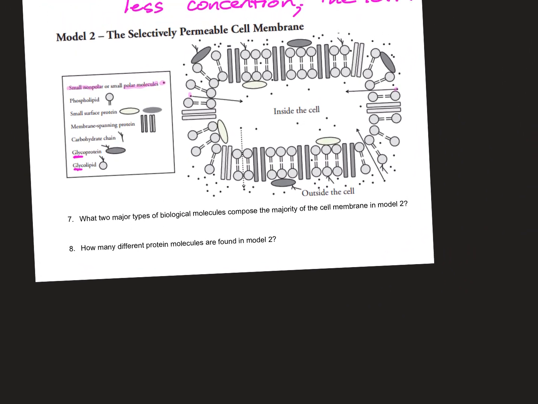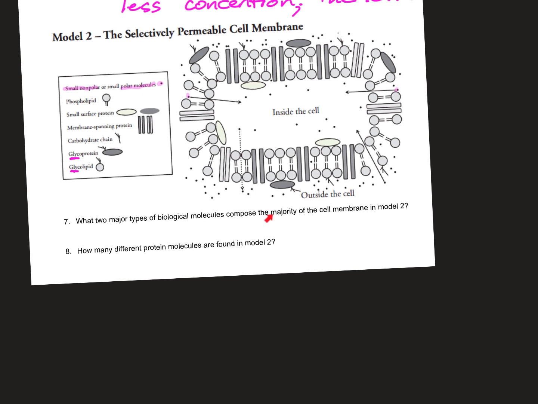What two major types of molecules compose the majority of the cell membrane? I hope it's obvious to you that the majority of the cell membrane is made of lipids, specifically phospholipids, and proteins. That's it. That's all there is to it. And some people put transmembrane proteins or membrane spanning proteins. That's fine too. But proteins is the point.